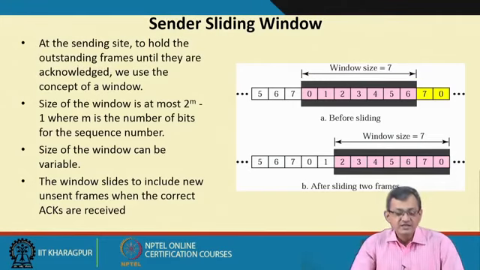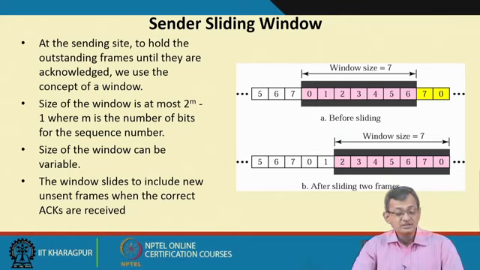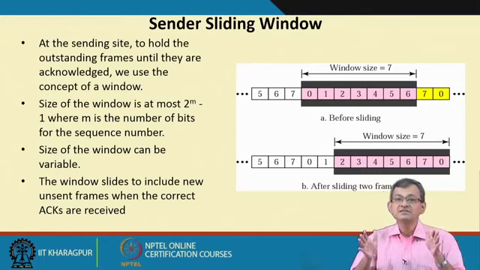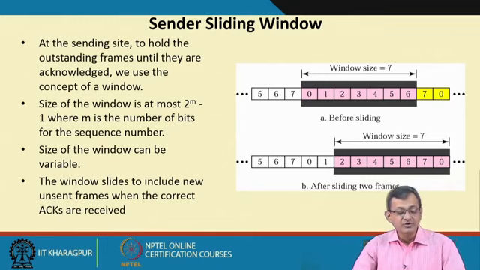Now the sender sliding window. At the sender, to hold the outstanding frames until they are acknowledged, we use the concept of a window, because unless a frame is acknowledged, it has to be held. You cannot discard those at the sender end. The size of the window is at most 2 to the power m minus 1, where m is the number of bits in the sequence number. If there are 3 bits, it is 2 to the power 3 minus 1, and so on.